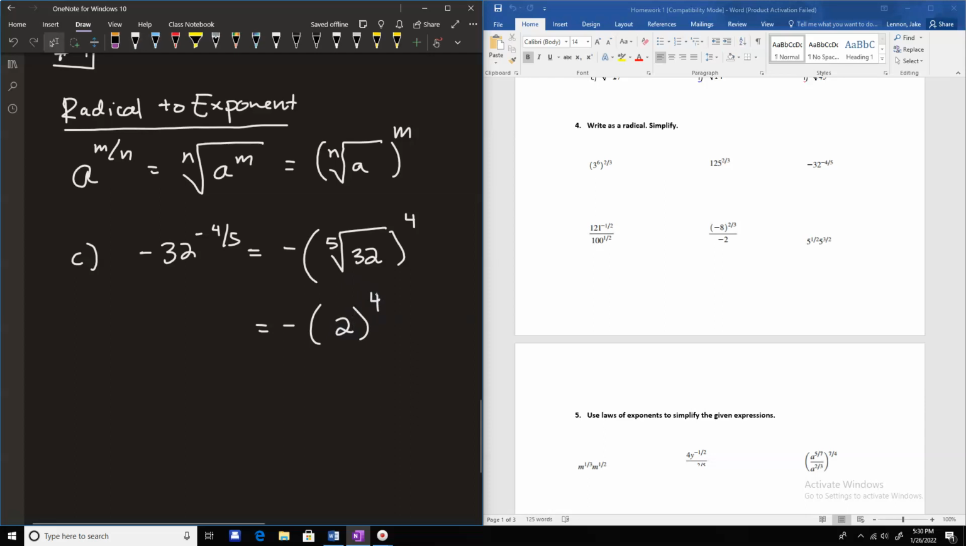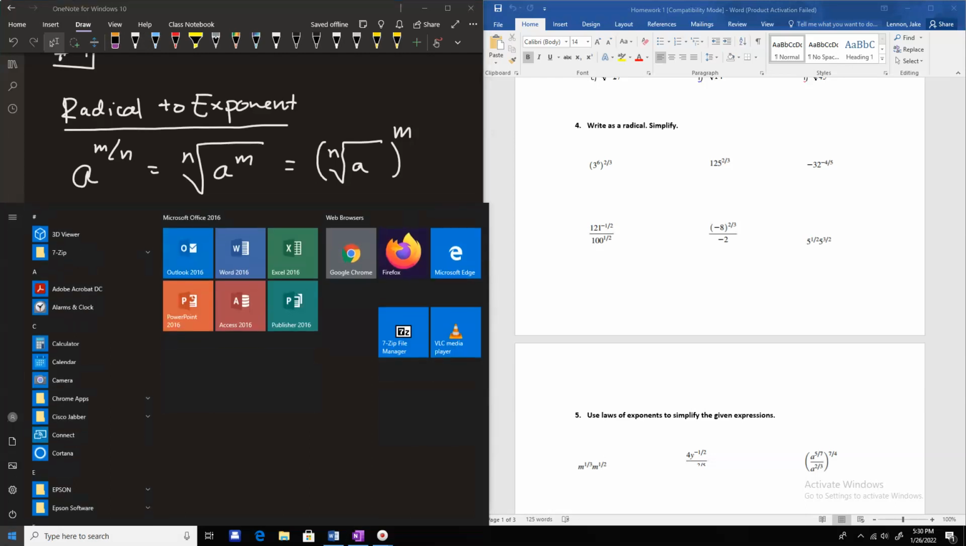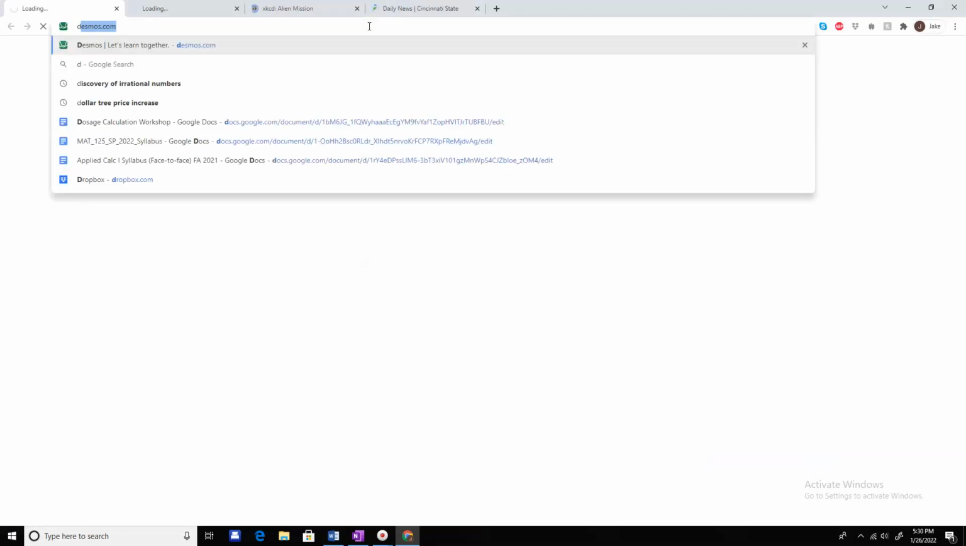If you don't have access to a calculator or something like that, a good website I like to use for a scientific calculator is desmos.com.